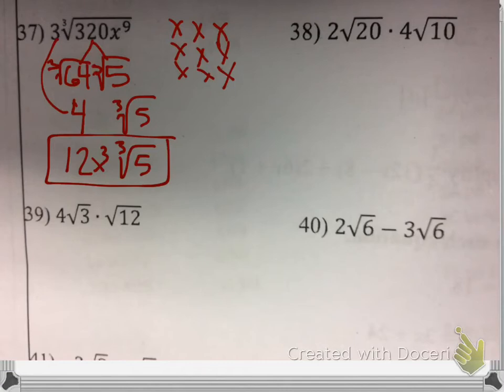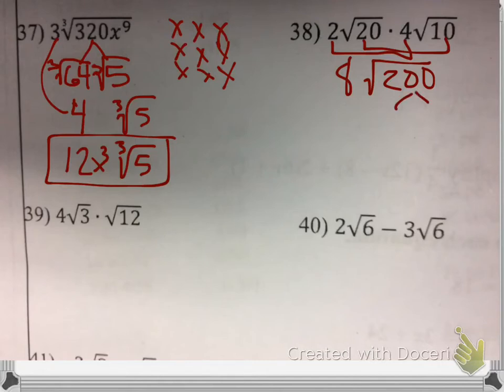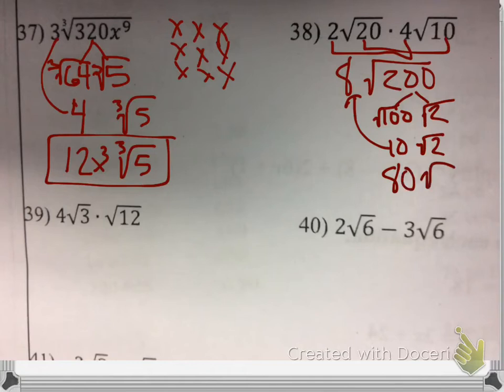So 38, how can I do 38 and 39? One way is you could simplify them at the beginning, or you could just multiply. Say 2 times 4 is 8. 20 times 10 is 200. When you multiply, you can just straight multiply, but you've got to multiply the outsides and the insides. Then I can simplify this, and the largest perfect square that will go into 200 is 100. 200 divided by 100 is 2. The square root of 100 is 10. Square root of 2. But now I need to multiply that 10 times the 8, so my final answer is 80 square root of 2.